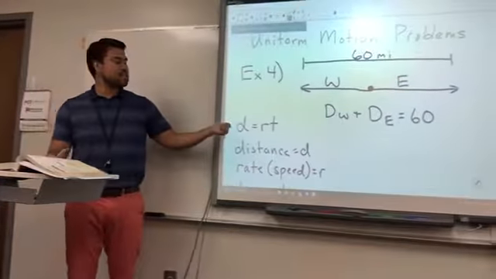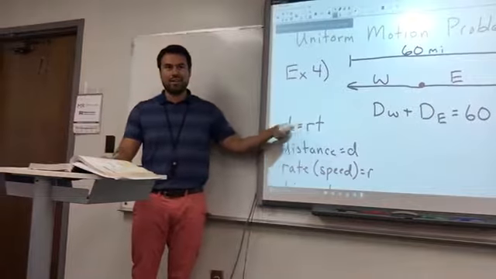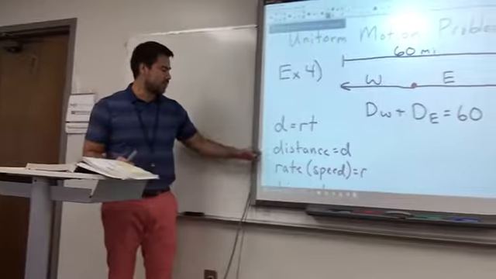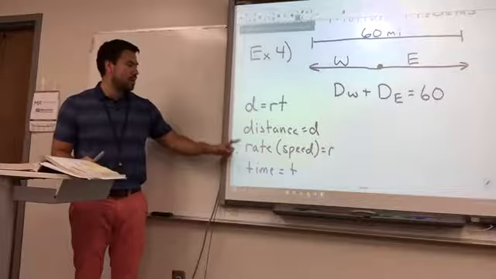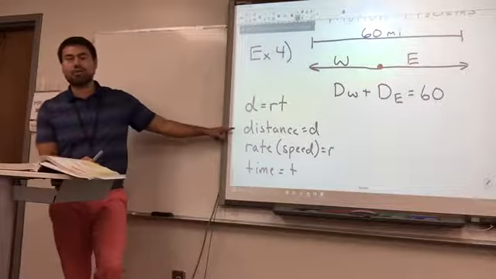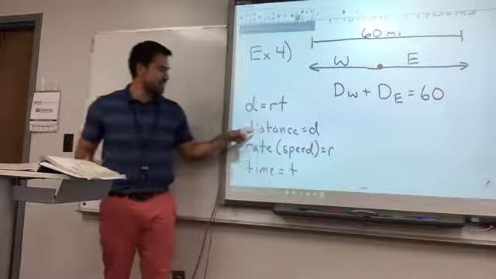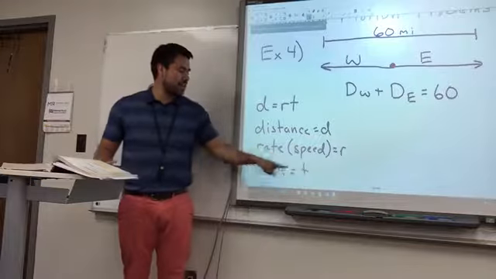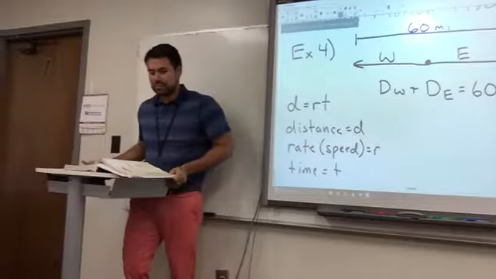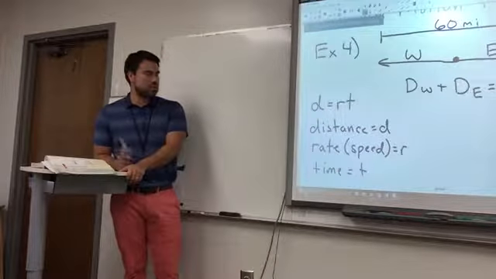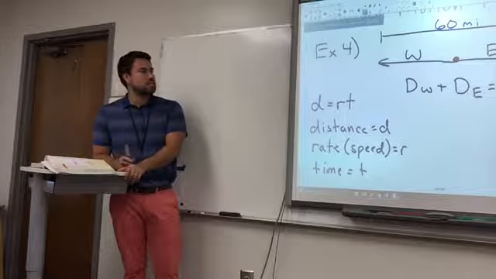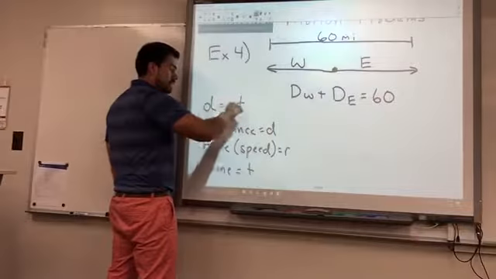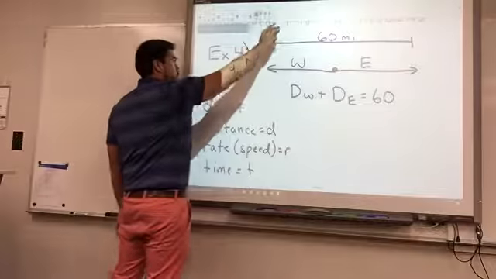How many of you know the distance equals rate times time formula here? Have you ever seen this before? D equals RT? Okay, so write these things down real quick. What does D stand for? Distance. What does R stand for? Rate, which is also known as speed. And what's T stand for? Time. Okay, so that's what those letters stand for. So get that down, please. Yeah, this is key to these problems.